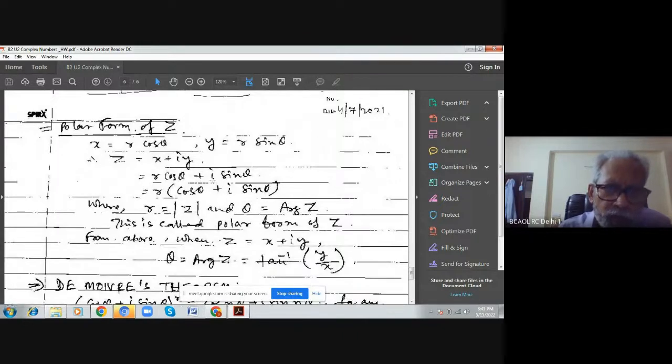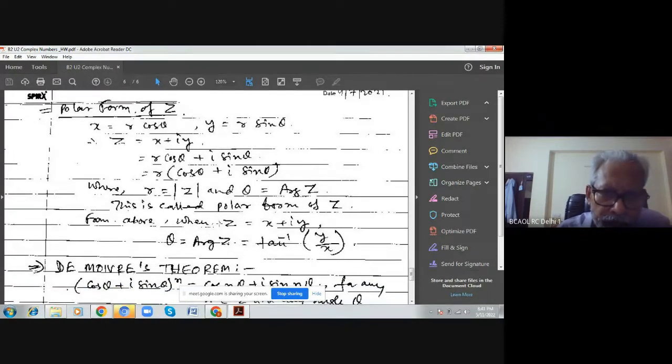Another is the polar form. I have already discussed this is a polar form, and the argument theta, the angle, is always tan inverse y by x. Y is the sine part and x is the cos part, so if we divide y by x, you will get the tan part. That means basically the angle theta, because when it is a polar form, definitely some angle will be there.